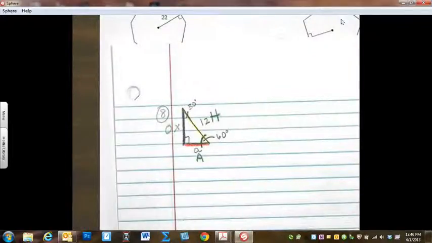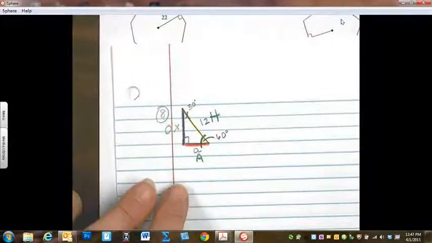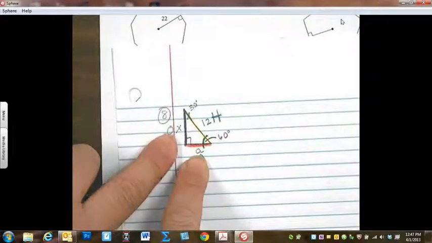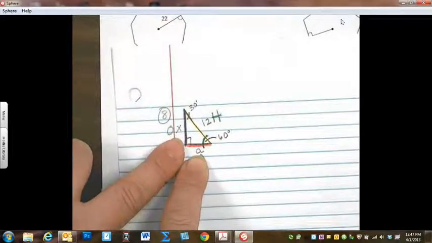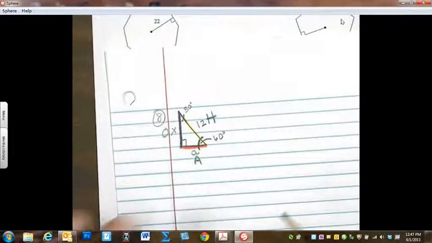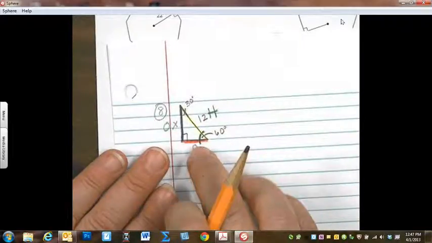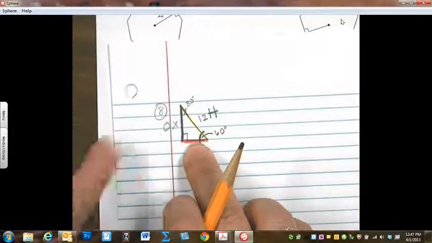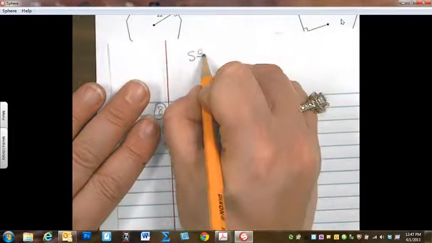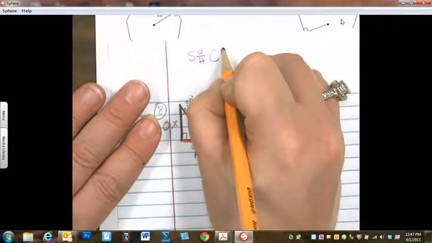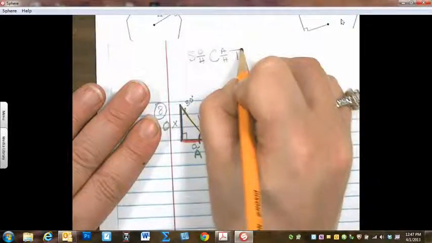I can only solve for one variable at a time. So my variables are A and x. I just want to pick one, doesn't matter which one. I know a lot of people like to solve x first, so that's what I'm going to do. So I'm going to pretend like A is not there. So that means I'm going to be using O and H. And if you can't remember, your mnemonic is SOH CAH TOA.